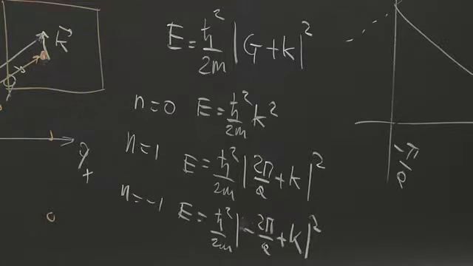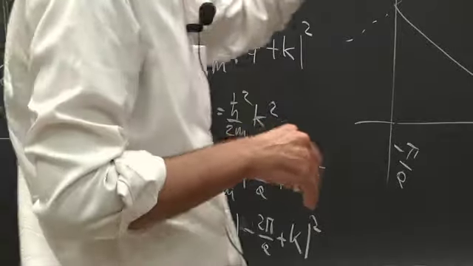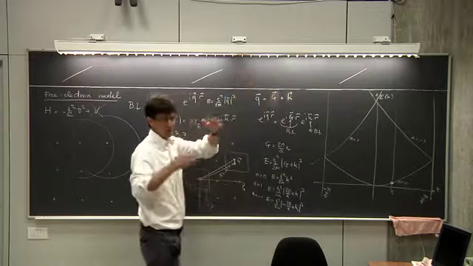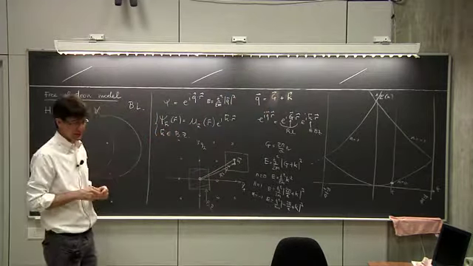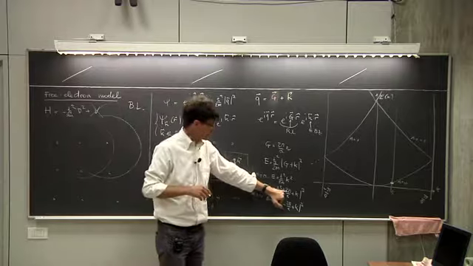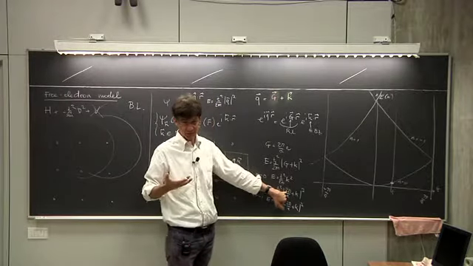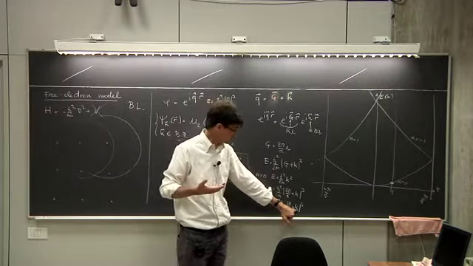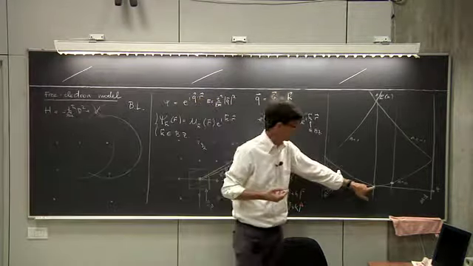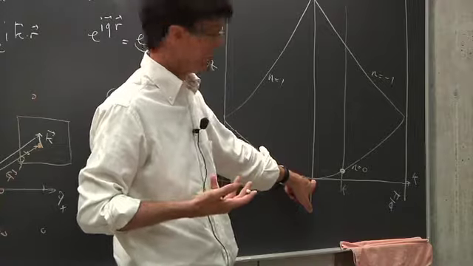In principle, I can continue, right? I can continue 3, 4, -3, -4, and I will obtain a sequence of segments of parabolas whose energy is higher and higher and higher. In fact, it grows almost like n squared, right? At k equals 0, this is n squared. So this point, for example, is actually n squared.